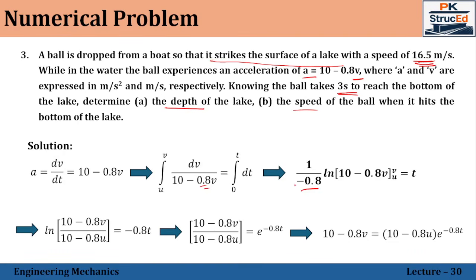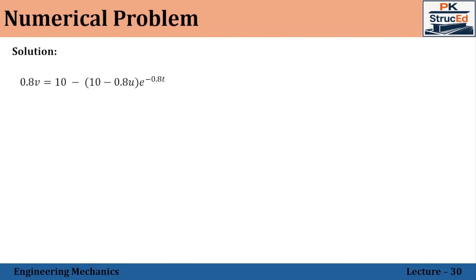Okay, so I'm bringing this 10 to one side so that I can have only v on the one side. So I can take this one and this one, so that you have a positive value. So 0.8 v will be equal to 10 minus 0.8 u into e power minus 0.8 t. That's what has been written here. And we know u is equal to 16.5.